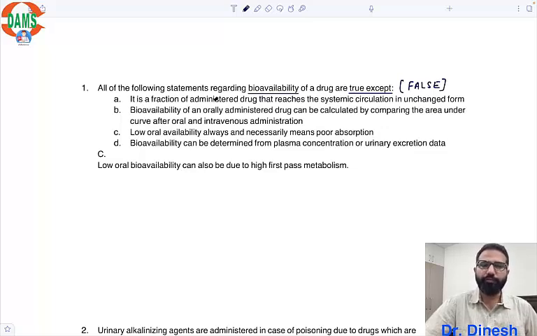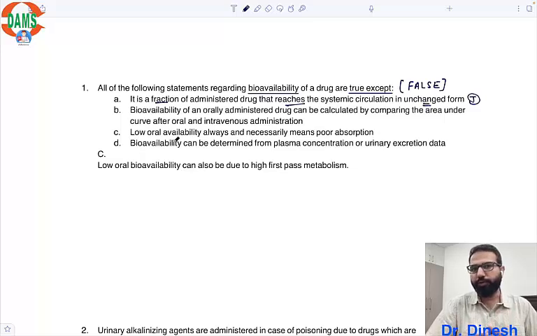Option A: it is the fraction of administered drug that reaches the systemic circulation in the unchanged form. That is absolutely correct because bioavailability means this only. It is the fraction of the total administered drug that is reaching the systemic circulation in the unchanged form. So that is absolutely true.